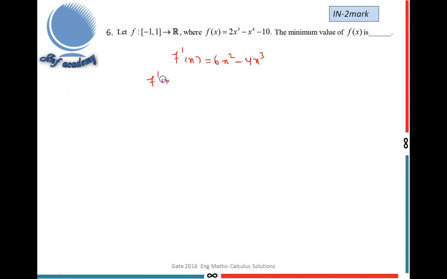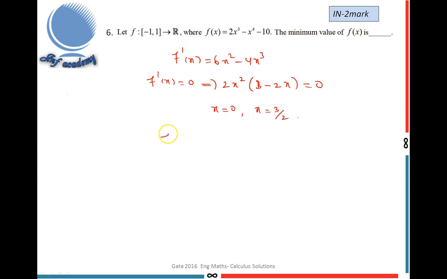Solve f dash of x equal to 0. I get the critical points. So here 2x square is common, so I take it outside. 3 minus 2x equal to 0. So x equal to 0 is one critical point. Next x equal to 3 by 2 is another critical point. The end points are minus 1 and 1. I find the values of f at all the points, end points and critical points.